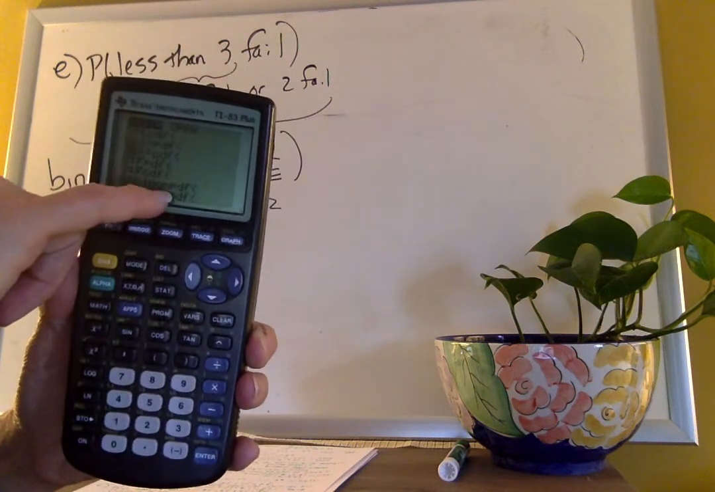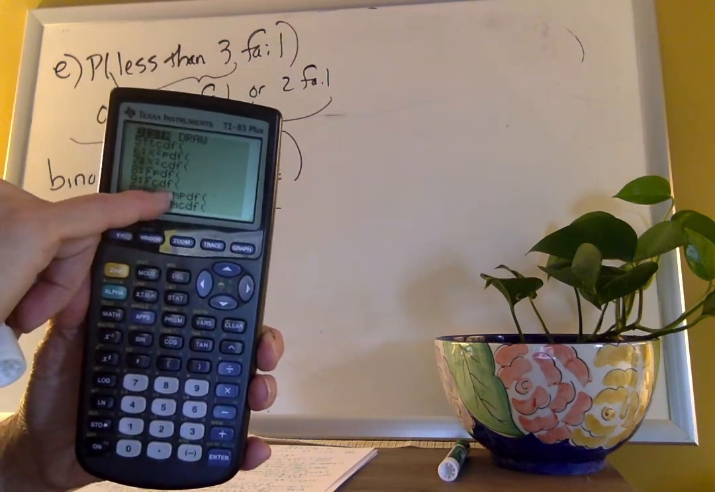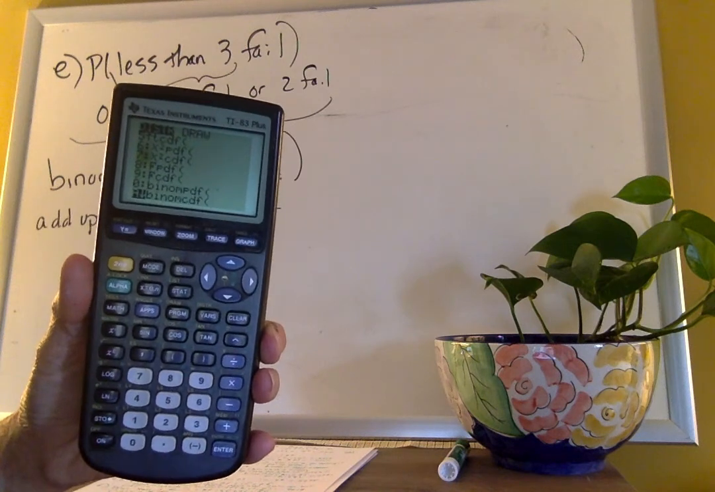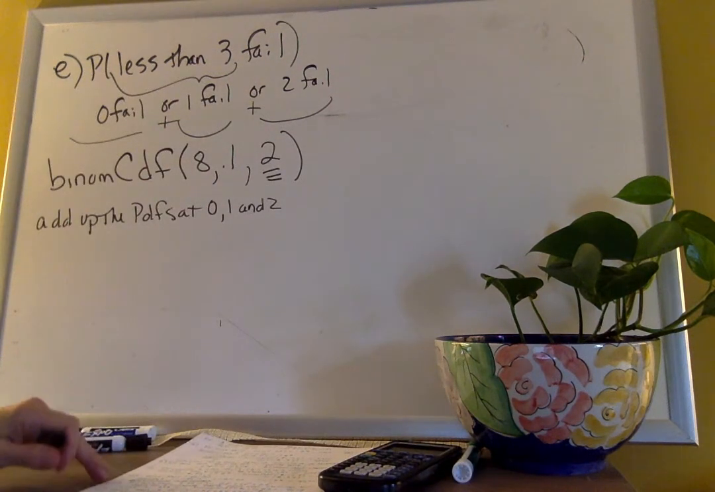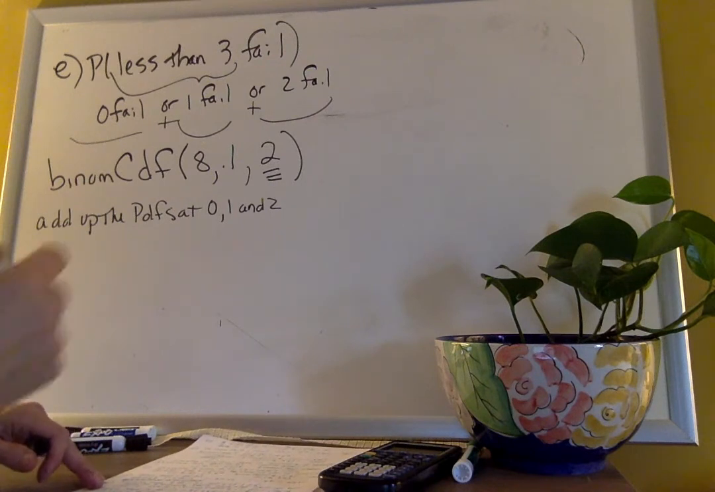So you just got to really be careful when to pick the P and when to pick the C, since they're right next to each other. Go ahead and do that, and you will get, what do you get? 0.9619.